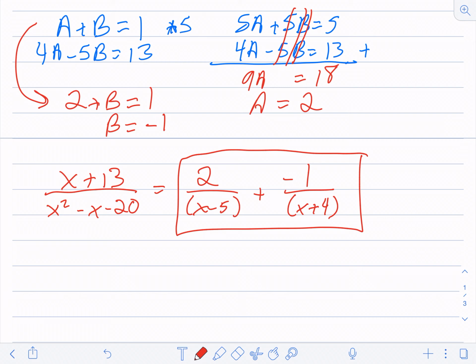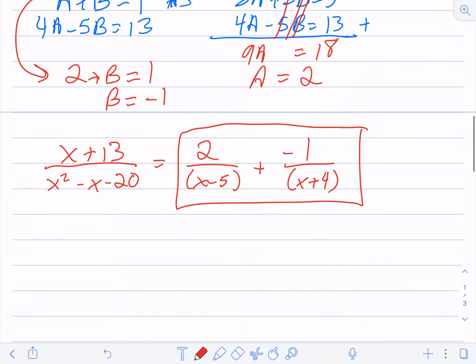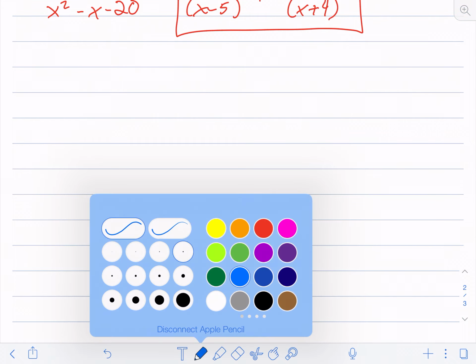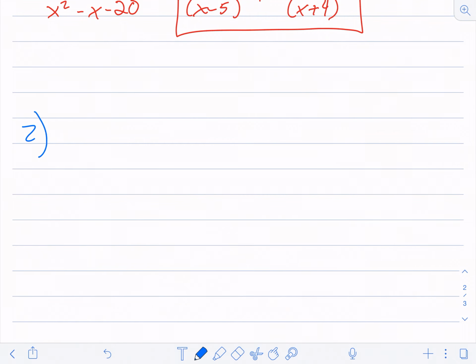Let's try another example. And I'm going to show you an easier way of solving this particular example here. So number 2, let's go back to blue. Number 2 is going to be the fraction 2x plus 5 over x squared minus x minus 2.